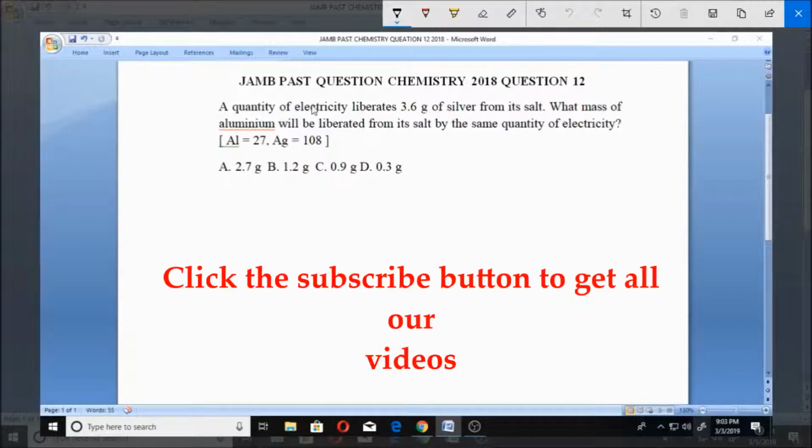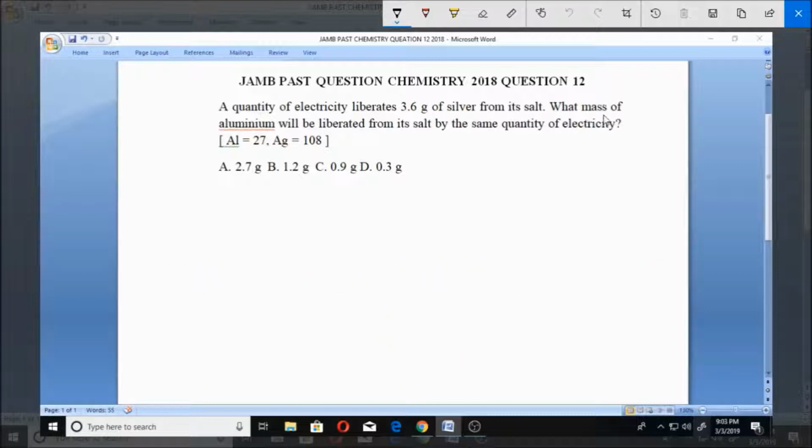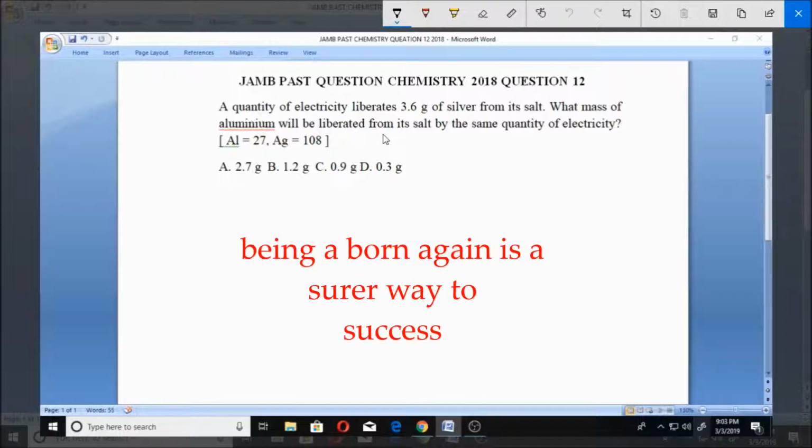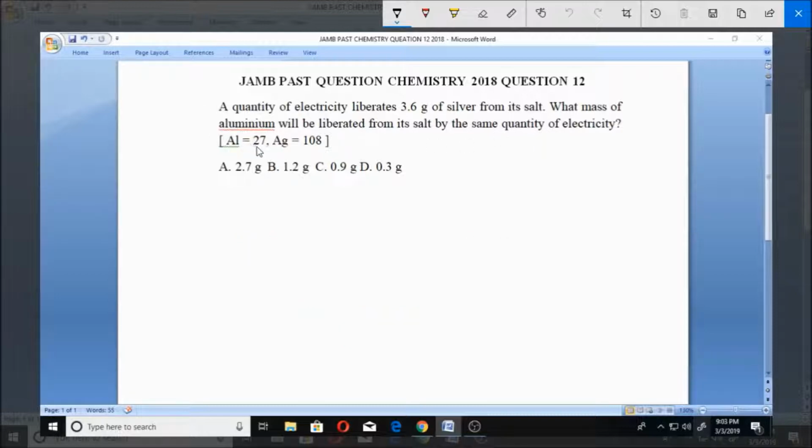A quantity of electricity liberates 3.6 gram of silver from its salt. What mass of aluminium will be liberated from its salt by the same quantity of electricity, given that aluminium is equal to 27 and silver is equal to 108? Option A, 2.7 gram, B, 1.2 gram, C, 0.9 gram, D, 0.3 gram.